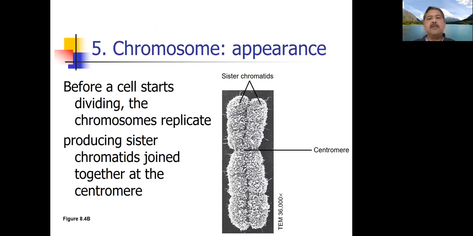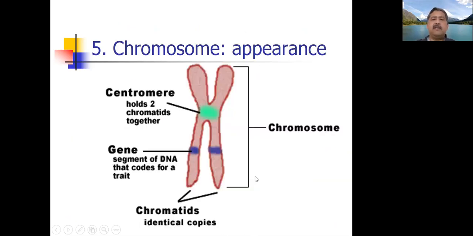So the chromosomes look like an X. I said in comparison to the bacteria chromosome, it looks like an O. But this whole thing is a chromosome, but it's actually two copies of the chromosome. Those two copies are called chromatids. So here's one chromatid, and here's another chromatid, and these two chromatids are held together by the centromere.